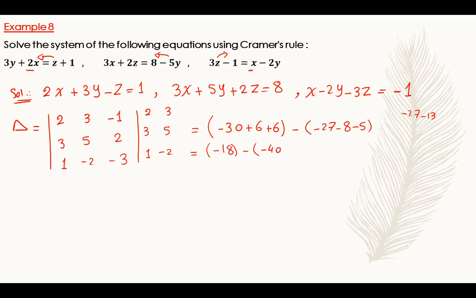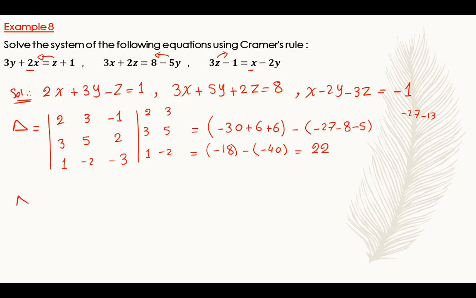Negative 40. So it will be negative 18 plus 40. So the first one will be equal to negative 18 plus 40, and this is equal to 22. This is the value of the determinant delta, which contains the coefficients of x, y, and z.